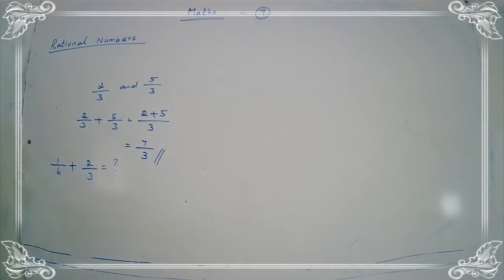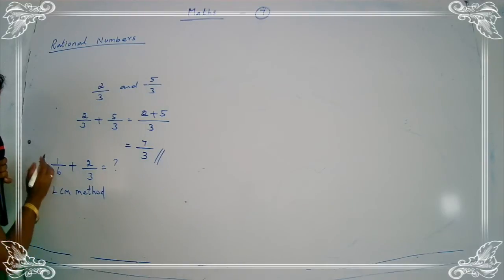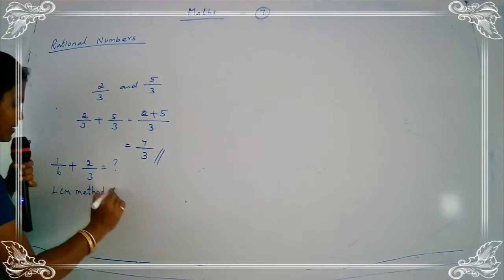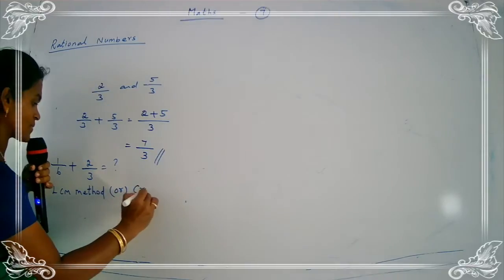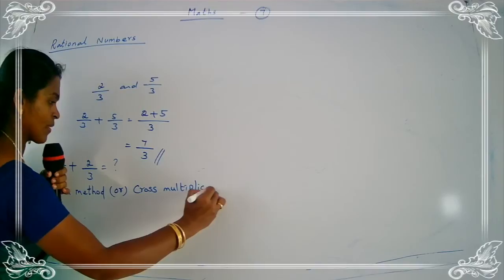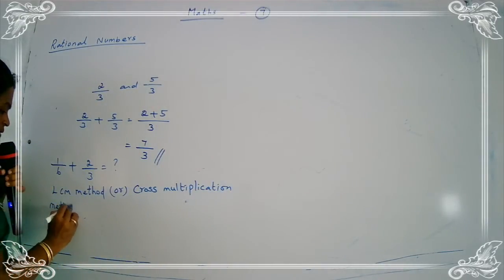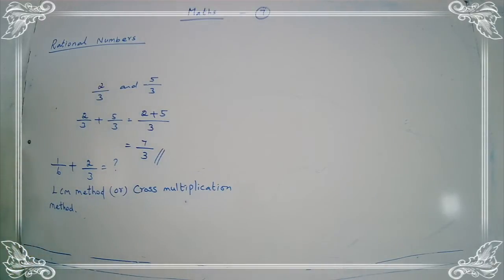So how will you add? Two methods are there. We have studied. Yes or no children? Yes. Which methods? First one is the LCM method, and another one is the cross multiplication method. Okay, so first one is the LCM method.